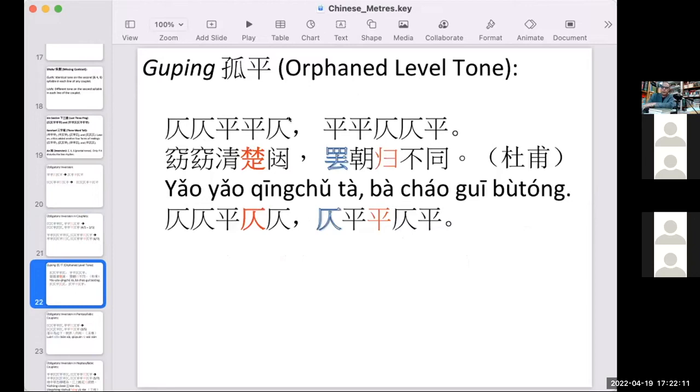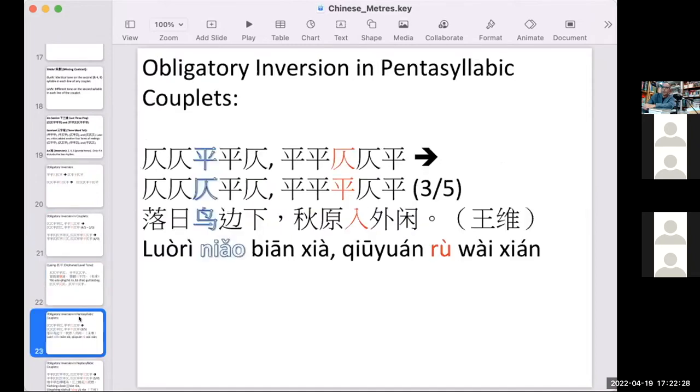Another example here, this is the example I've just given. This is the same rule, to change it in order to avoid this grouping. Another example in pentasyllabic, meaning Wu and Shi, like here, this ping changed into zi, so that zi here was changed into ping. That's the example I've given.